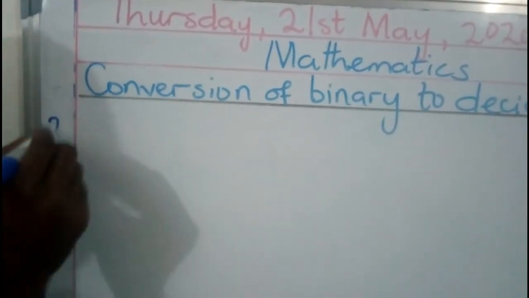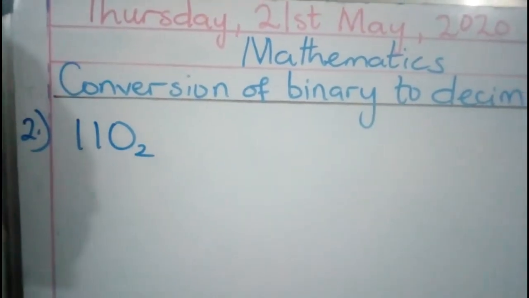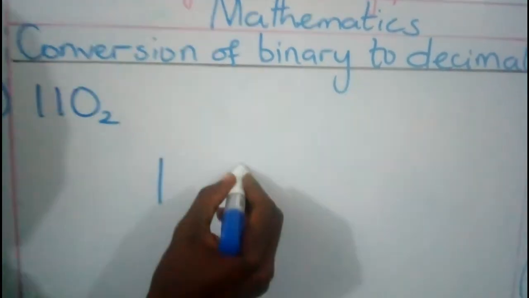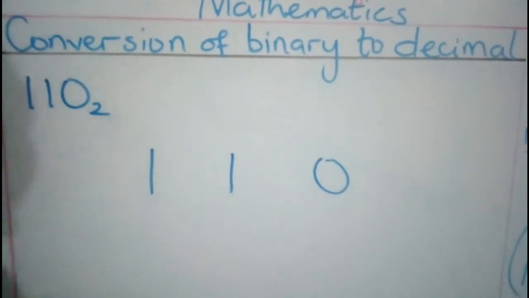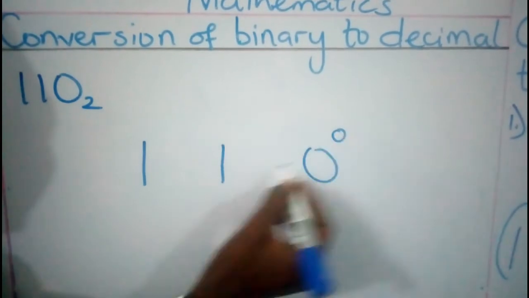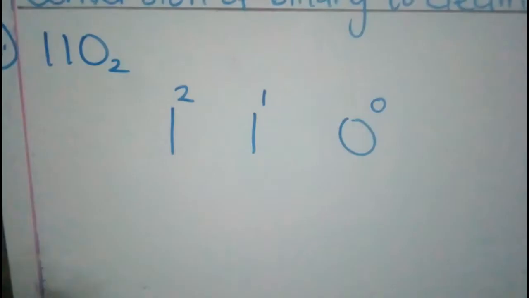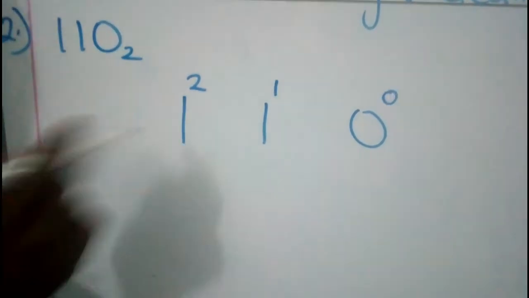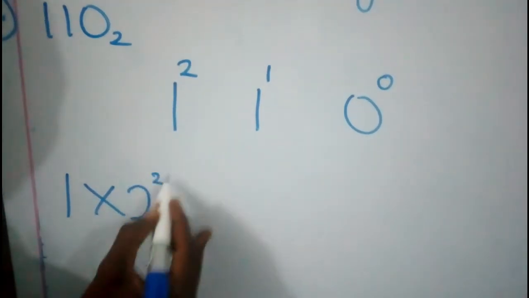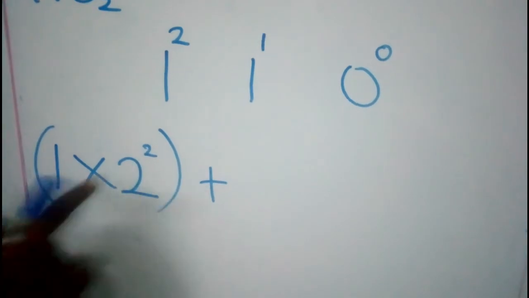Alright, example 2. Convert 110 base 2 to decimal. Like I told you, you separate the digits, it becomes 1, 1, 0. Then starting from the right end, raise each digit to a power, starting from 0. This will be power 0, power 1, and power 2. So you multiply each digit by 2 now. The first digit here is 1, times 2 raised to the power of 2. Keep it in brackets. Plus. Don't forget we are multiplying inside the bracket, but we're adding outside.